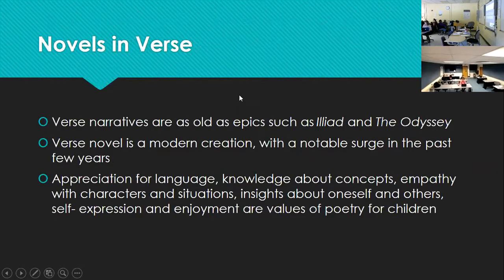Novels and verse. Poetry is an acquired taste, and the taste can only be acquired by using poetry, rolling it around on the tongue, spitting out the words, chewing ideas, putting oneself into action, taking risks, and allowing oneself to be disturbed, says John Goh. So the appreciation for language, knowledge about concepts, empathy with characters and situations, insights about oneself or others, self-expression, and enjoyment are values of poetry for children.